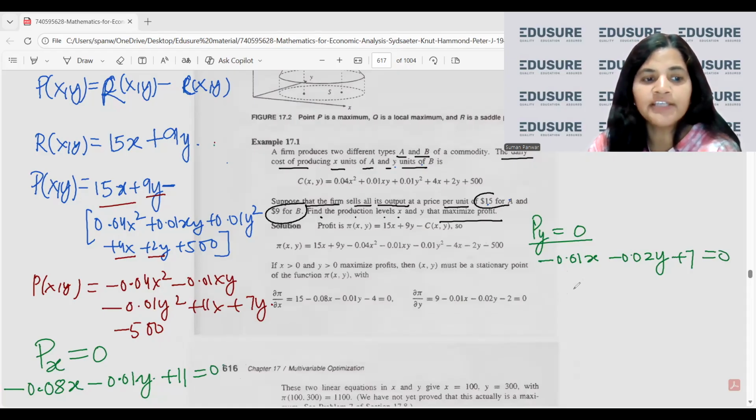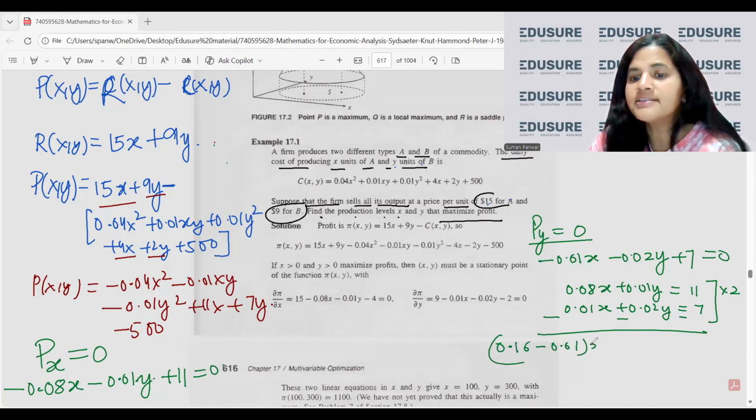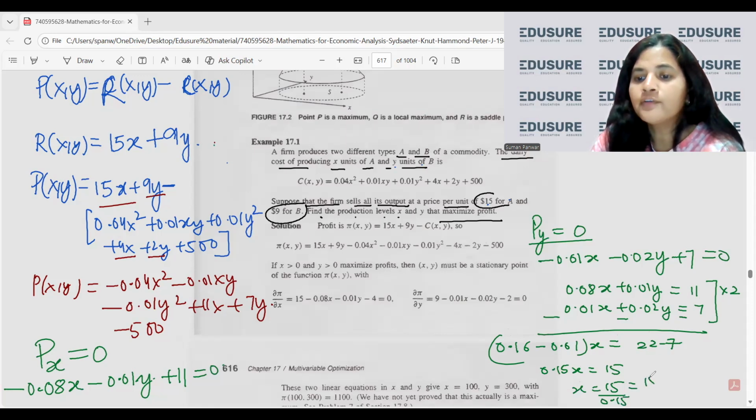My first simultaneous equation is 0.08x plus 0.01y equals 11. The second is 0.01x plus 0.02y equals 7. Let us multiply the first equation by 2 and then subtract. So 0.08 into 2 is 0.16x minus 0.01x; y will go away, and 22 minus 7. So 0.15x will be 15. So x will be 15 upon 0.15, so 1500 divided by 15. So x will be 100.